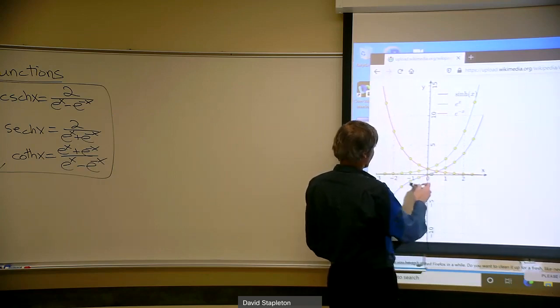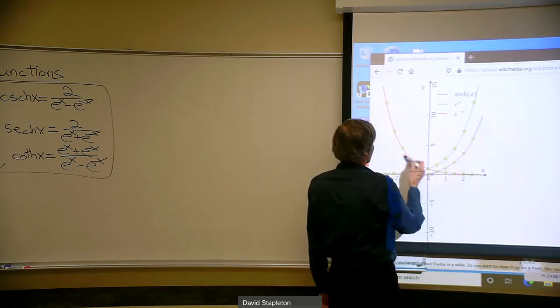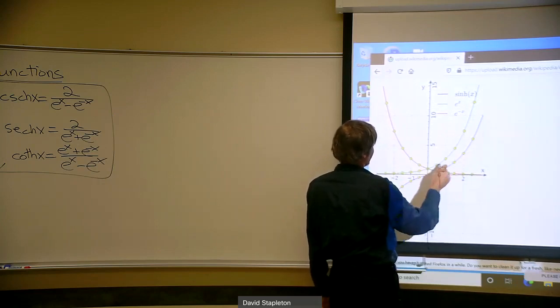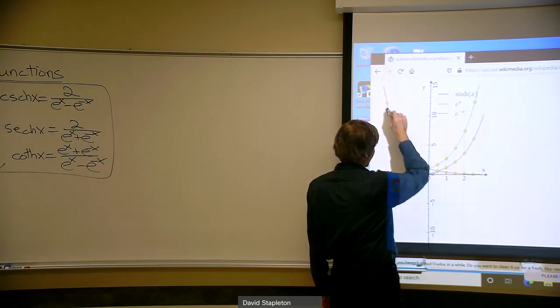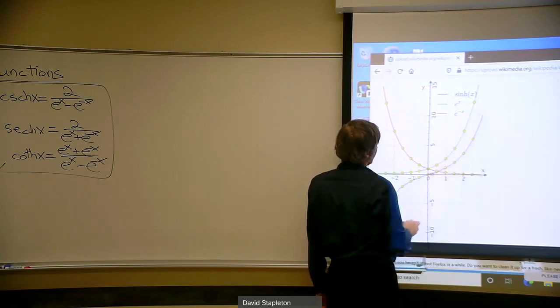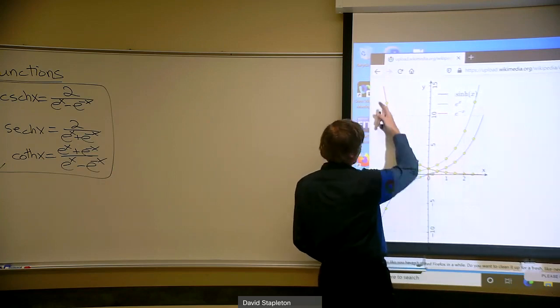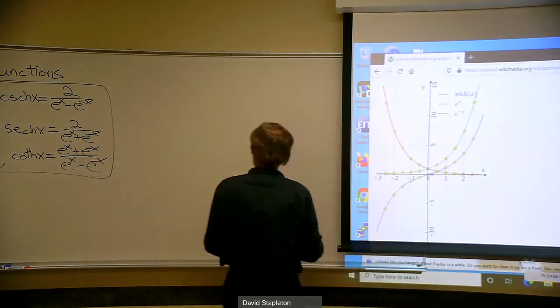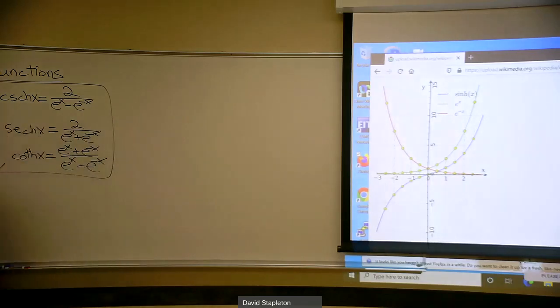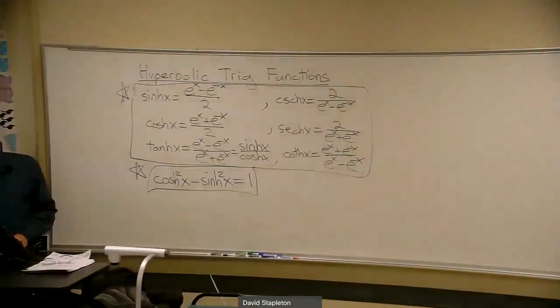Sinh looks like this, which is 1/2 this one plus 1/2 this one. Cosh looks like this, approaching the same asymptote on this side and approaching 1/2 e to the minus x on this side. Those are the only two I really expect you to know. Their graphs.